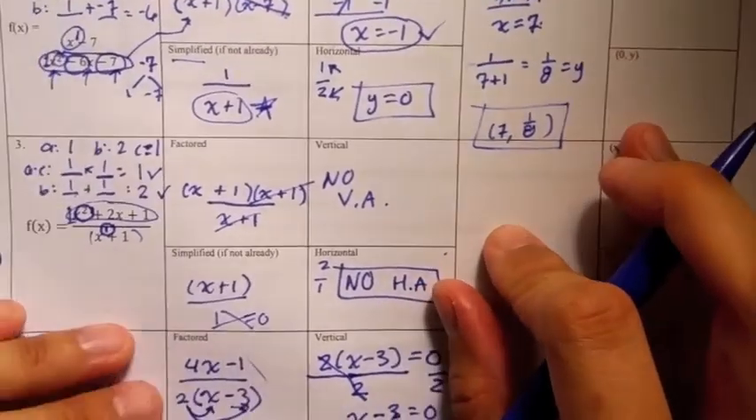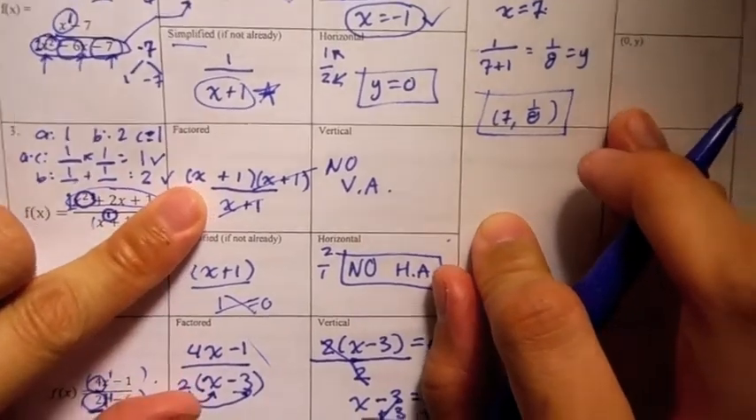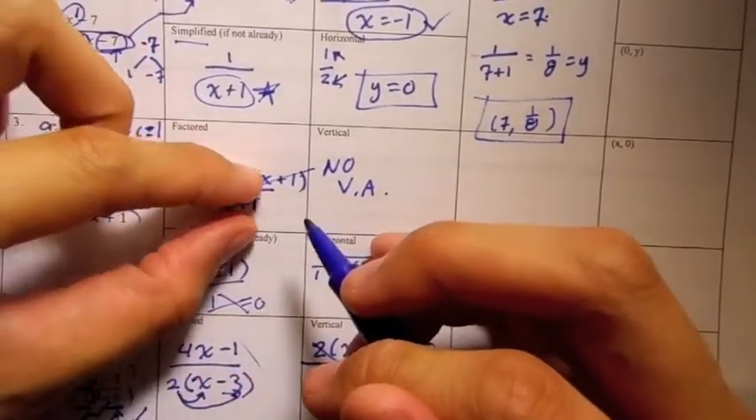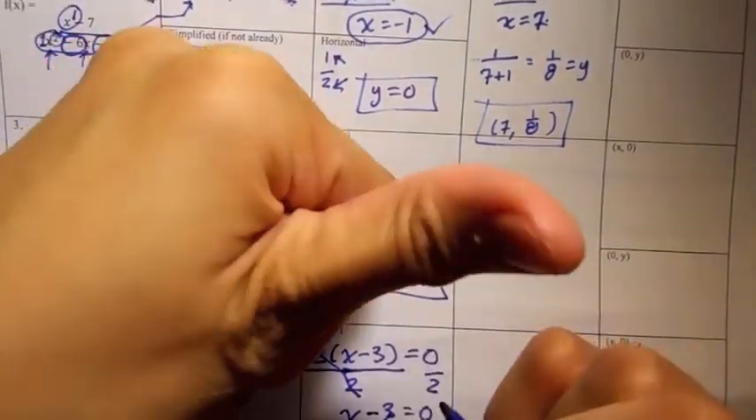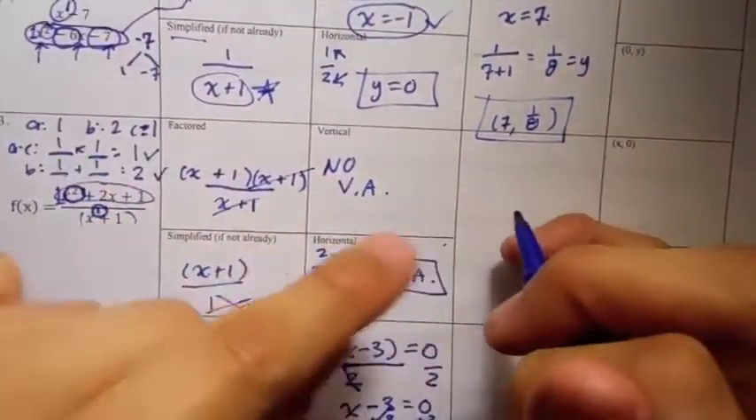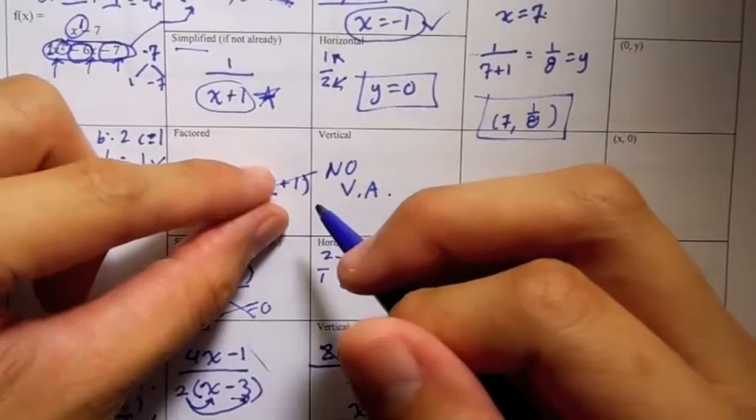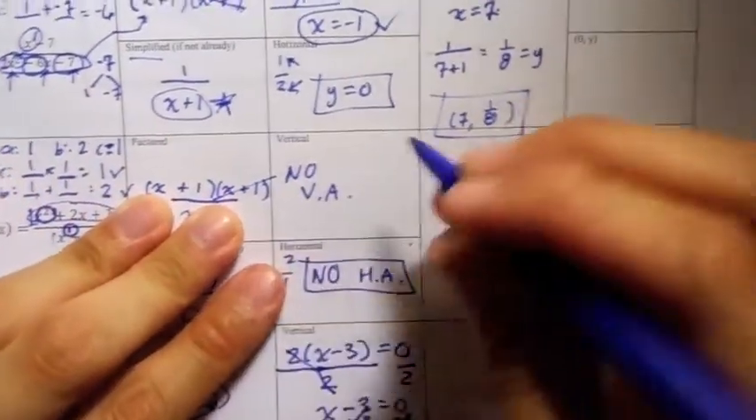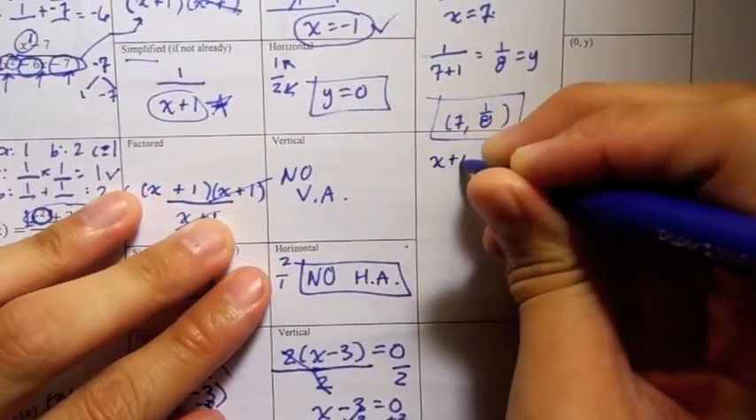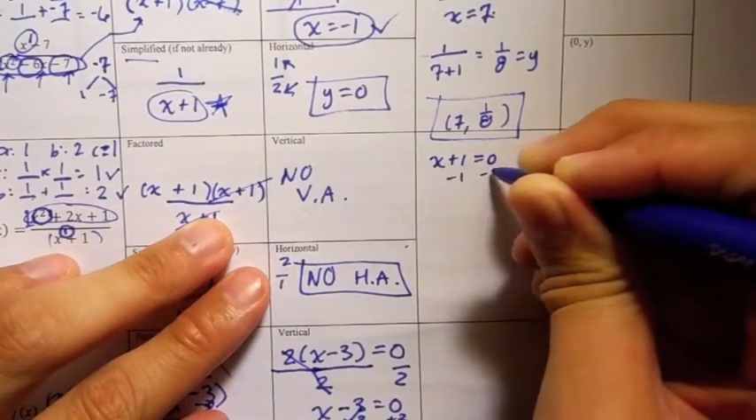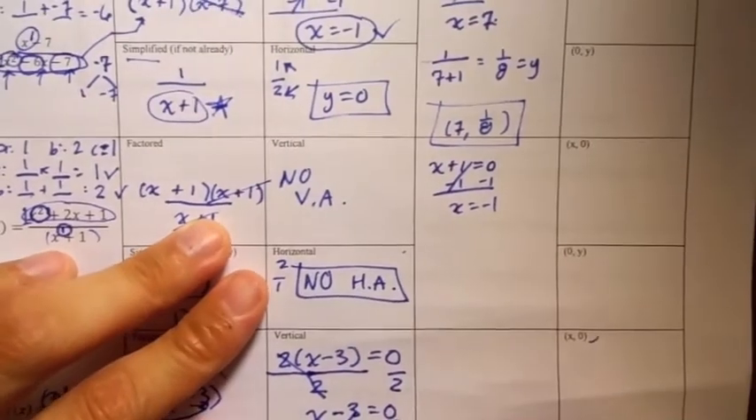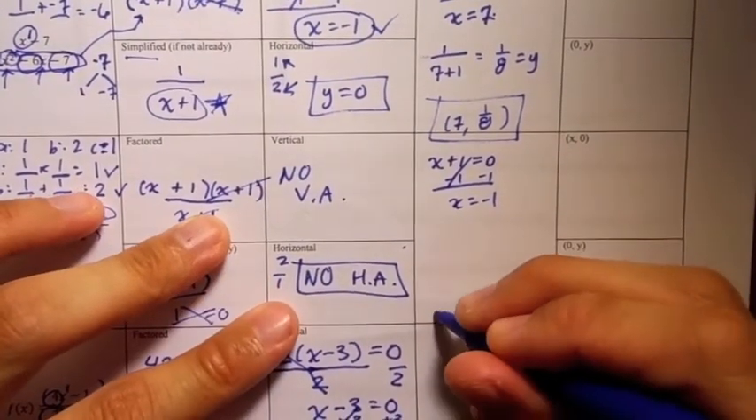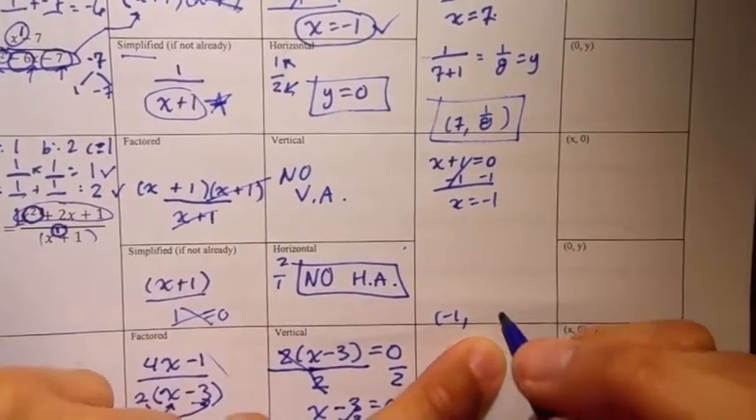Now looking at this next one, number 3. In our factored form, we did remove something. We removed x plus 1. That means we have a removable discontinuity. And to find it, we set whatever we removed equal to 0. X plus 1 equals 0. And when you solve for that, x gives you negative 1. So that is your x-coordinate. You still need to find your y-coordinate.